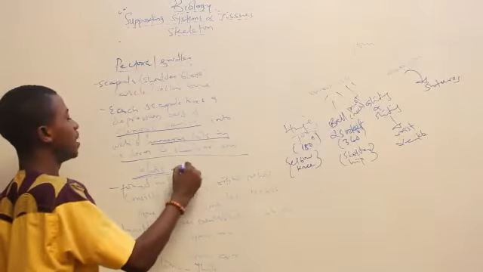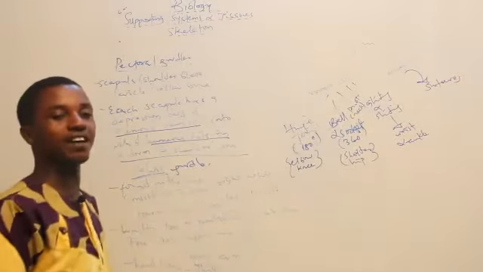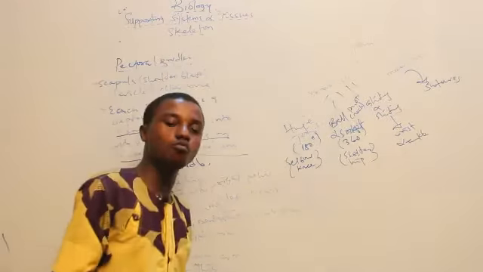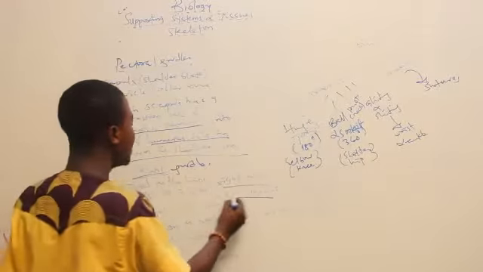So now let's look at the pelvic girdle. The pelvic girdle is found in the hips. It consists of 2 bones, the right pelvis and the left pelvis.